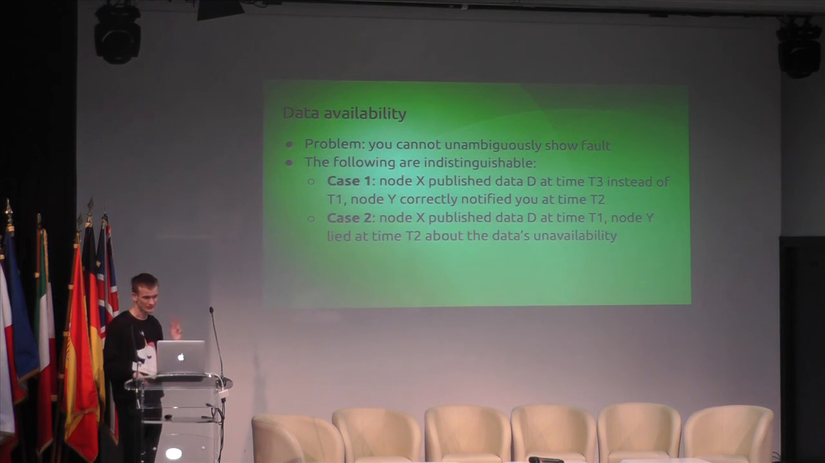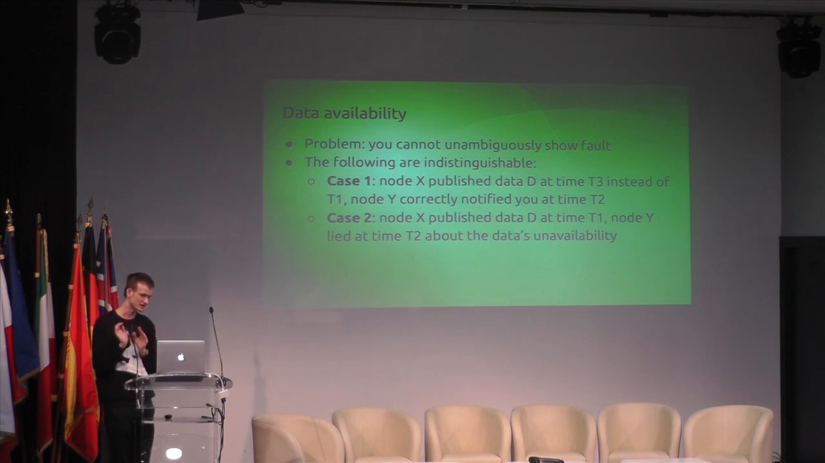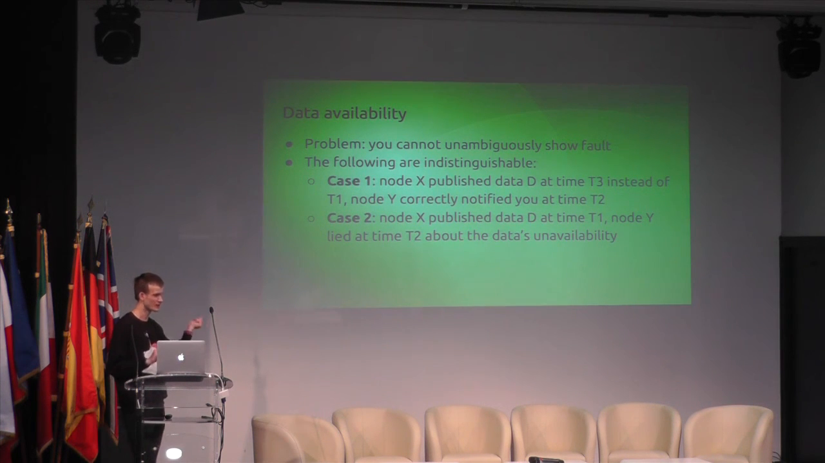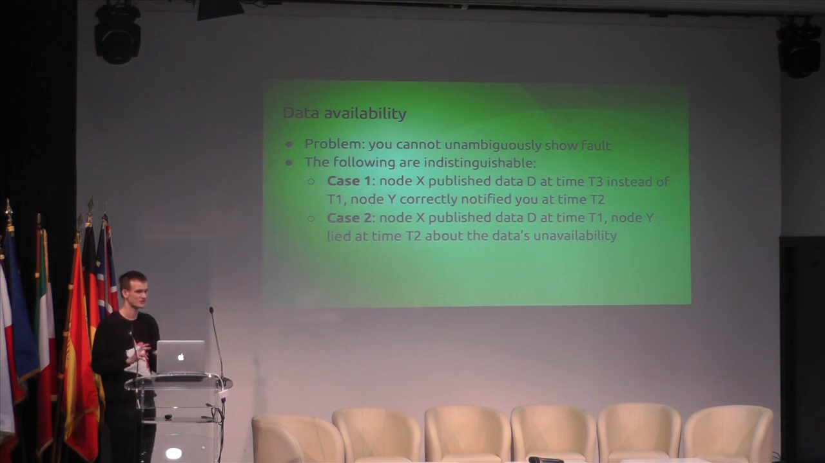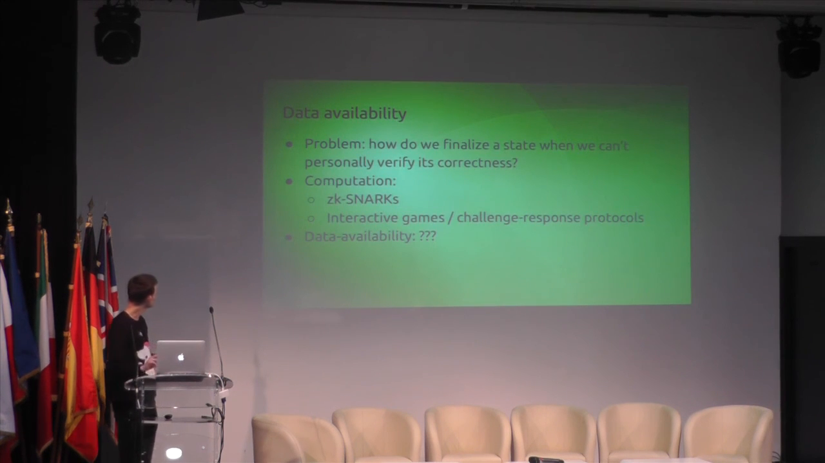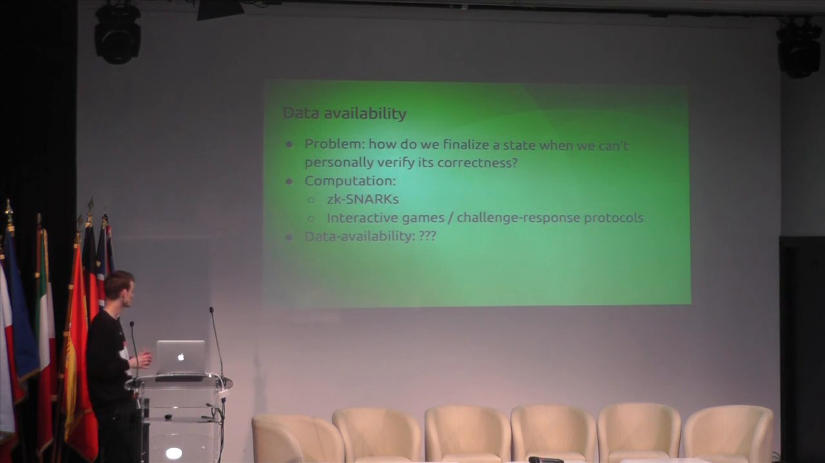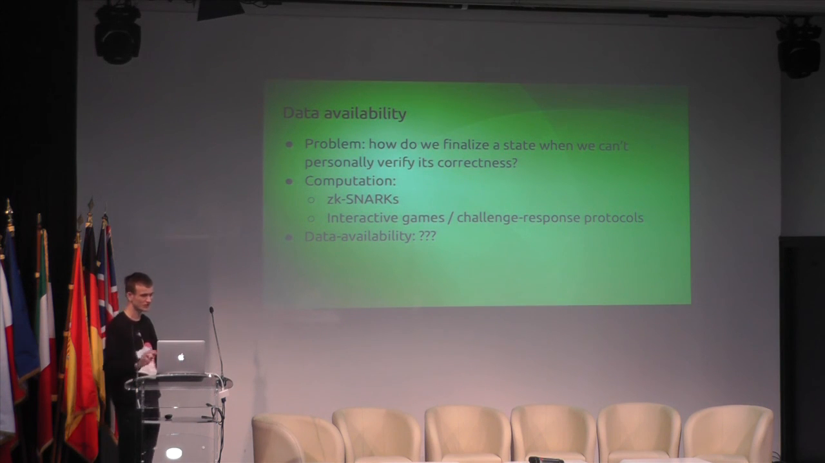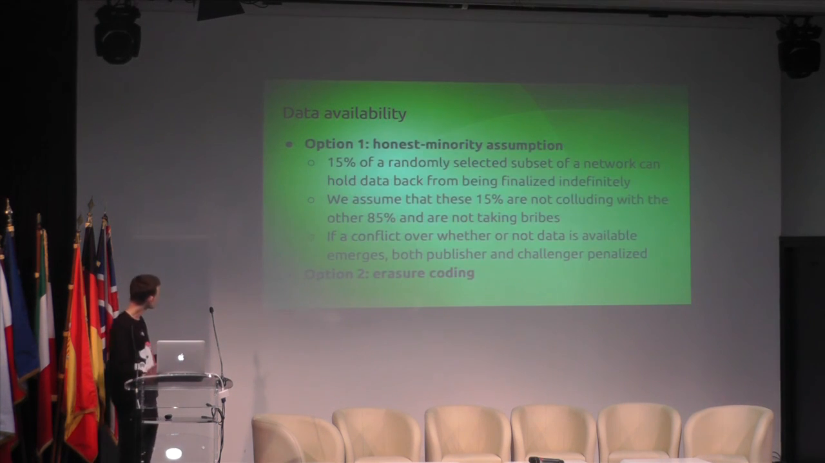So with any protocol where you have watcher nodes that catch unavailability, the problem is that the attacker can grief the watcher nodes. The attacker can make it look like the watcher nodes are the ones that are being faulty, and so you have a problem. How do we finalize a state when we can't personally verify its correctness? With computation, you have ZK snarks, you have these interactive games. What do you do with data availability?